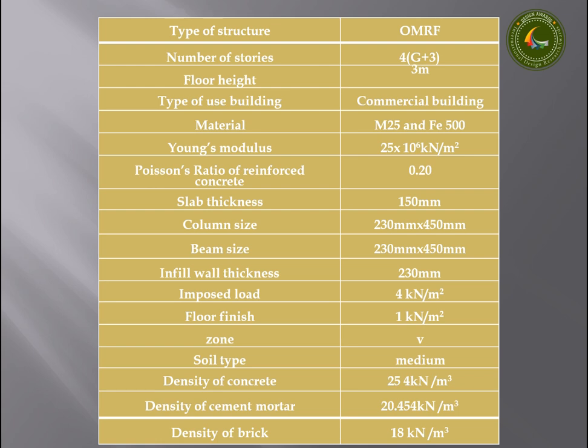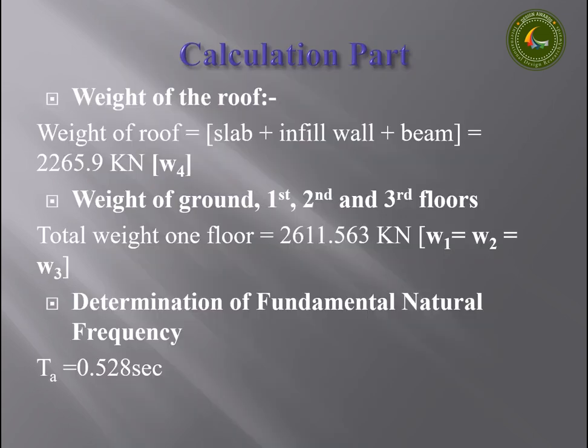Let us consider a live load coming over the structure of 4 kilonewton per meter square, with a floor finish of 1 kilonewton per meter square. Let us assume the structure is located in zone 5 of Gujarat in Bhuj, and the soil type I am considering as medium, with a concrete density of 25 kilonewton per meter cube, a density of mortar as 20.45, and a brick density of 18.